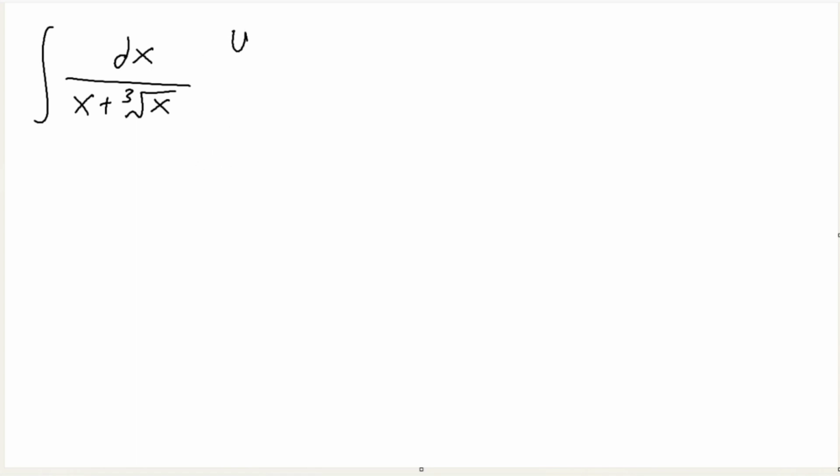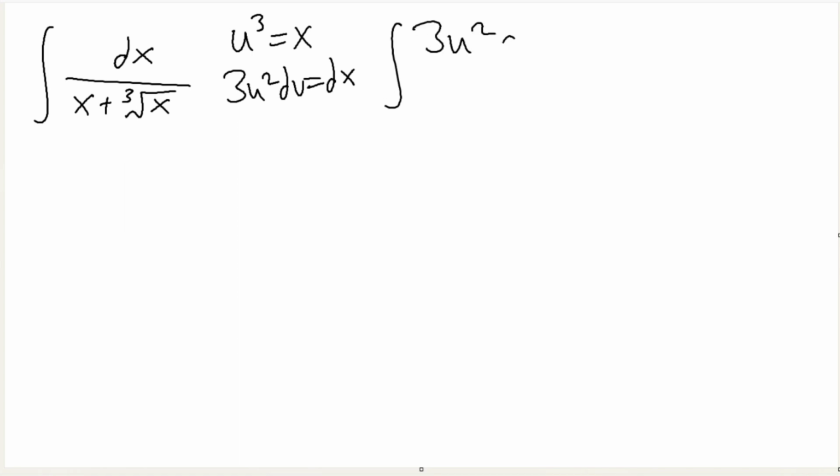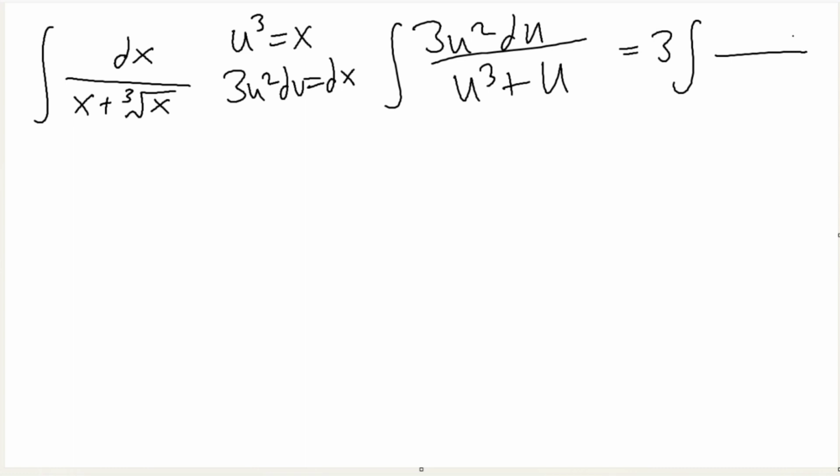Okay, let's see where this leads to. u cubed equals x, 3u squared du is equal to dx. So we get 3u squared du over u cubed plus u. Alright, and this will give us 3u du over u squared plus 1. Oh, okay, not so bad. So then this is just a basic u substitution.